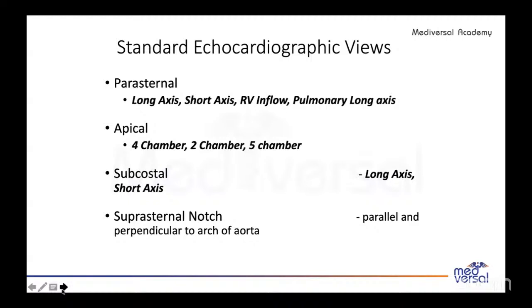So these are the standard echocardiographic views which you do. Basically you have to mug up these views, and then we'll see them sometimes in the video sessions. The standard echocardiographic views are the parasternal long axis and parasternal short axis. We'll tell you how to do it. RV inflow, pulmonary long axis view. Apical, you have 4-chamber, 2-chamber, 5-chamber. Subcostal, you have short axis and long axis. And suprasternal, as I told you initially, is for the aortic arch, just to seek coarctation or anything which is there. Next slide, please.